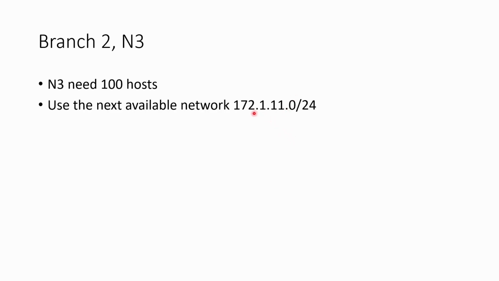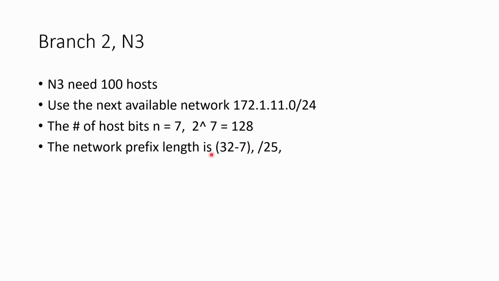Next available would be 172.1.11.0/24. Then to accommodate 100 hosts, we need only 7 bits. So we can borrow 1 more bit from this given network, create 2 subnetworks, then use the first one for N3. So subnet mask would be 32 minus 7, that's /25.